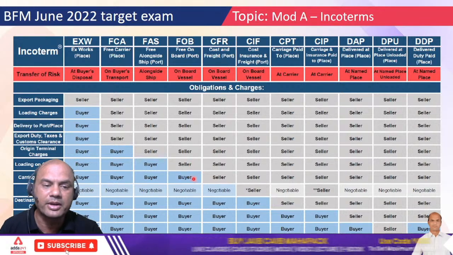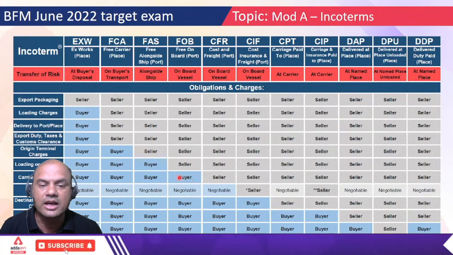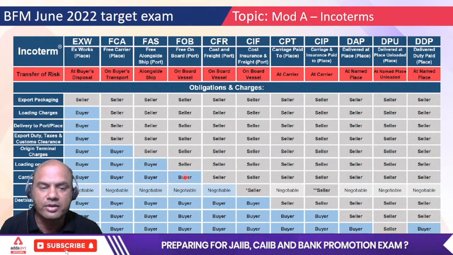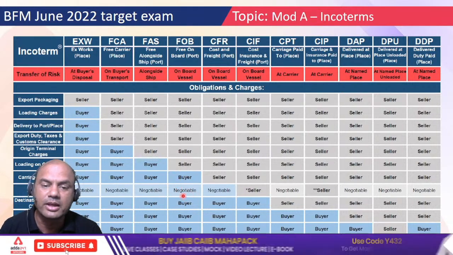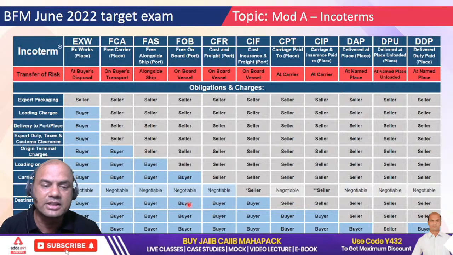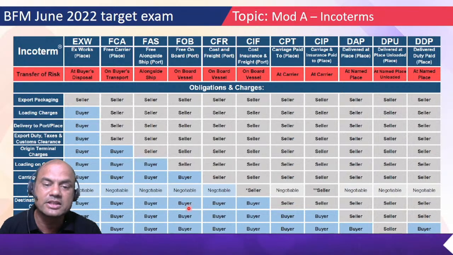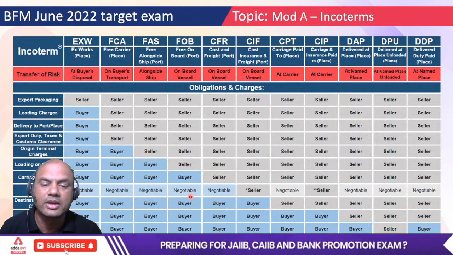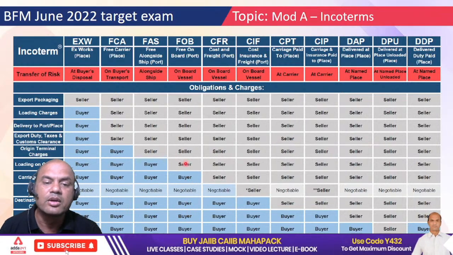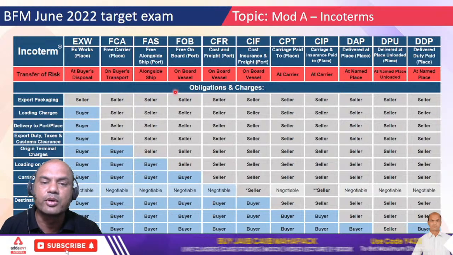Now look at the buyer's part. Carriage charges, meaning freight, are borne by the buyer. Insurance is borne by the buyer. Destination terminal charges, meaning the importer side, are again borne by the buyer. Delivery to the destination is by the buyer. Here only up to loading it's borne by the seller.